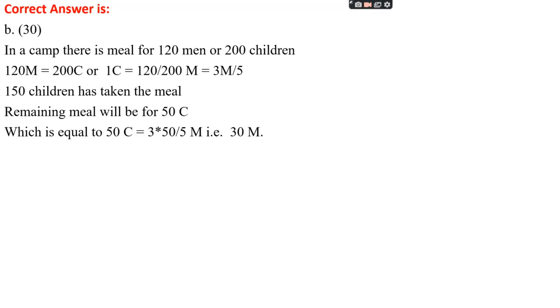In a camp, there is a meal which either fulfills 120 men or 200 children. It means the consumption of food by 120 men is equal to the consumption by 200 children. So one child consumes 3 by 5 of a man's food. Now 150 children have taken the meal, so the remaining food is sufficient only for 50 children. Then 50 children's food is sufficient for 3 into 50 by 5, which means 30 men will get the food.